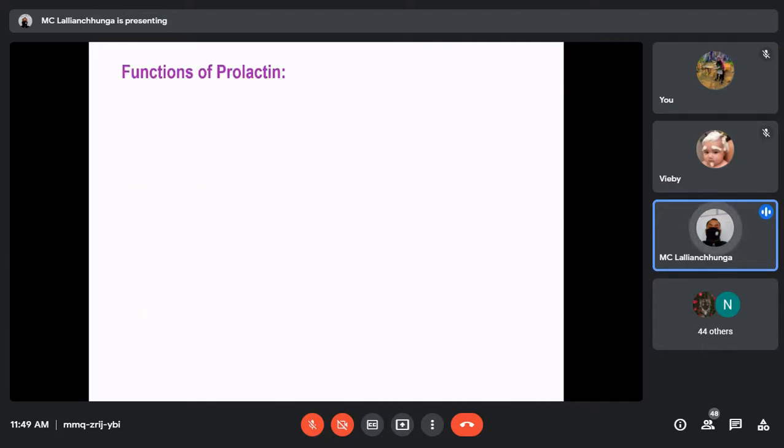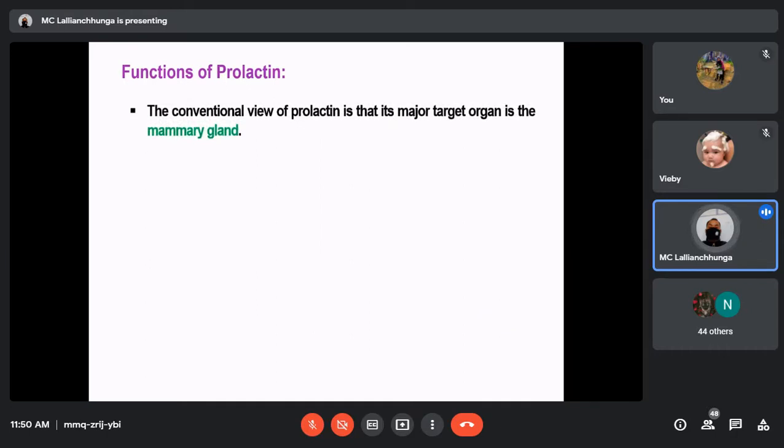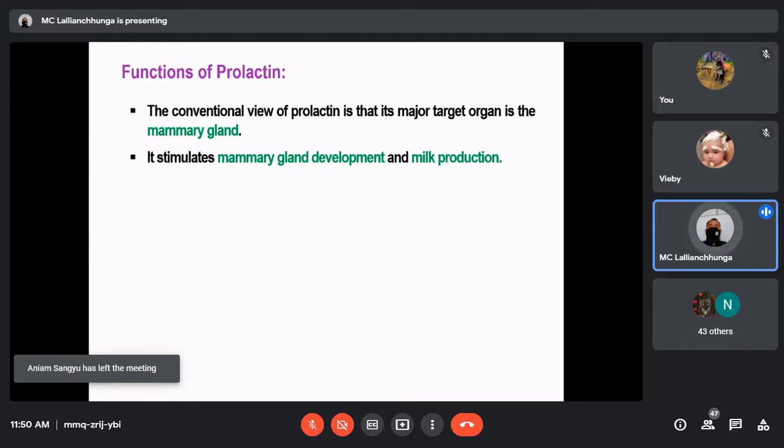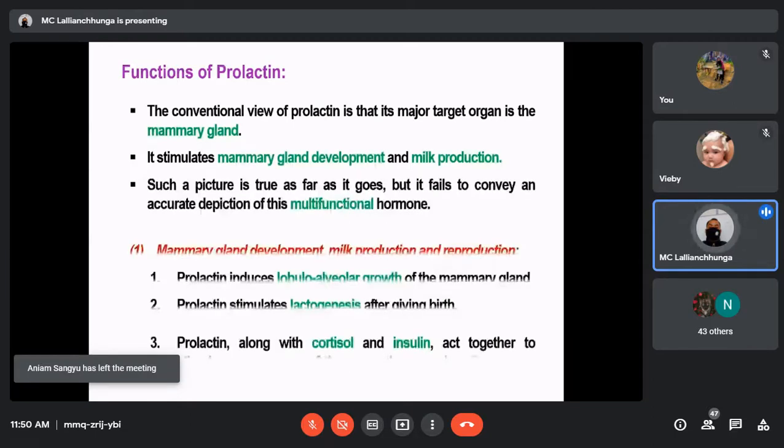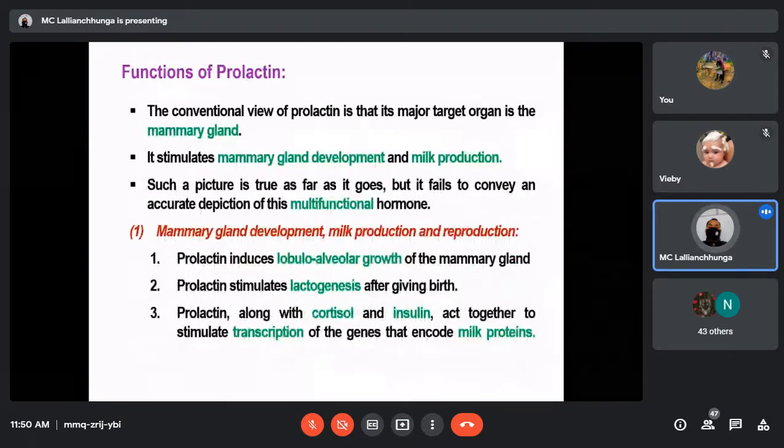Okay, now what are the functions of prolactin? The conventional view of prolactin is that its major target organ is the mammary gland. It stimulates mammary gland development and milk production. Okay, it is having multiple functions. Let's say number one, mammary gland development, milk production, and reproduction.